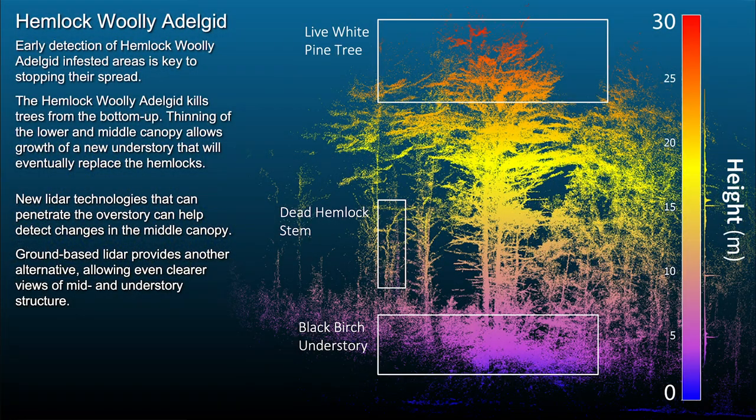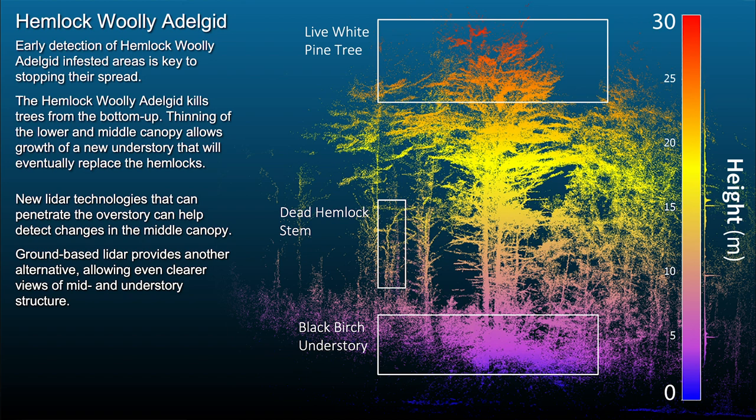The hemlock woolly adelgid is an invasive insect that is spreading in the forests of the northeastern United States, driven by warmer winter temperatures associated with climate change. The hemlock woolly adelgid kills trees from the bottom up. Thinning of the lower and middle canopy then allows growth in the new understory that eventually replaces the hemlocks.